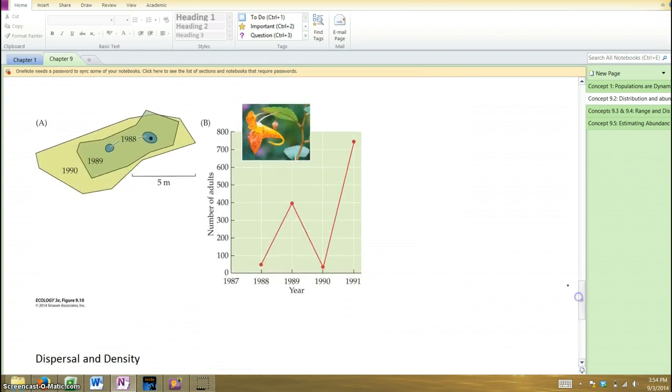Here's an experiment where this one plant, Impatiens capensis, was only found in these two little patches, but the seeds were experimentally distributed to other areas, and it was able to expand. And so it was limited otherwise.